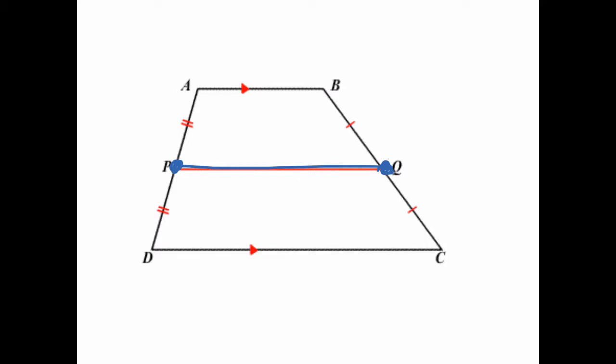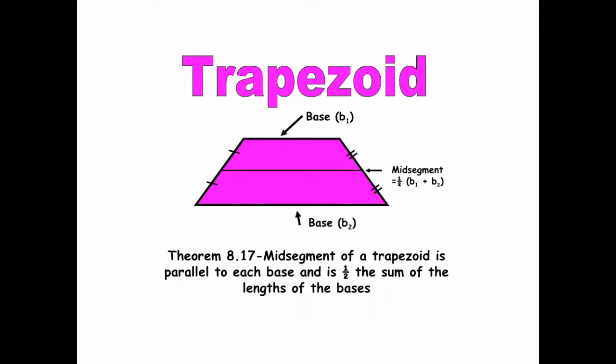The properties of the midsegment are found in the midsegment theorem. There's two. The first is that the midsegment is always parallel to each of the bases, and the second is that the length of a midsegment is basically the average of the two bases. So you add the two bases together and you divide it by 2. You can also multiply it by a half because that's the same thing. And that is the theorem of a midsegment of a trapezoid.